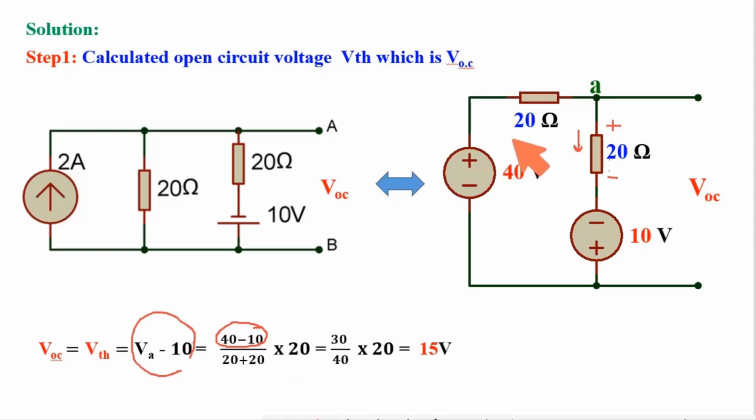This 40 minus 10 volt divided by the full path resistance, that is 20 plus 20, is the current flowing through this 20 ohm resistance. That will be multiplied by this 20 ohm, which is ultimately the potential drop across this 20 ohm resistance. Through this calculation, ultimately I got VOC is 15 volt.